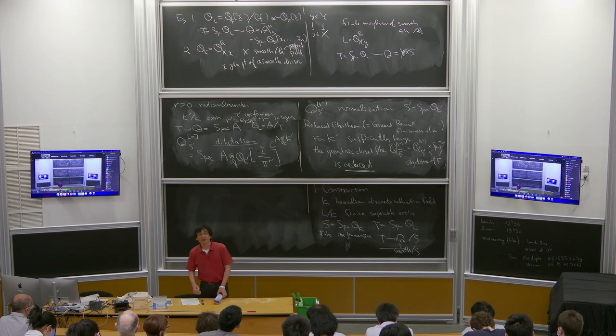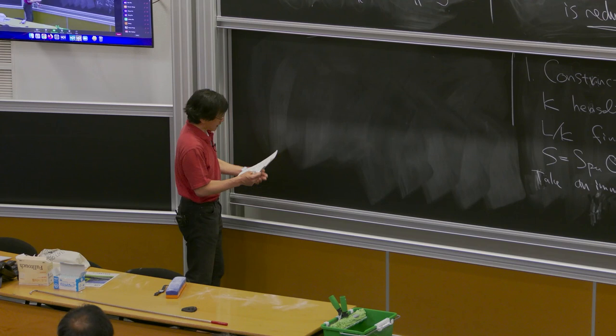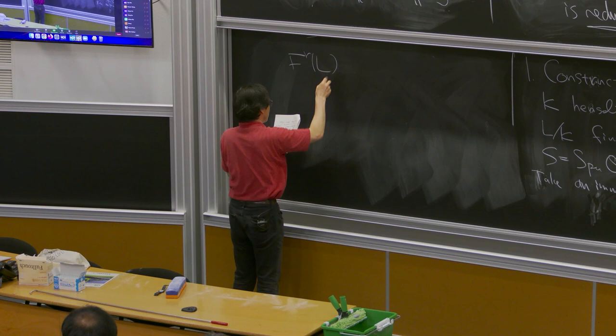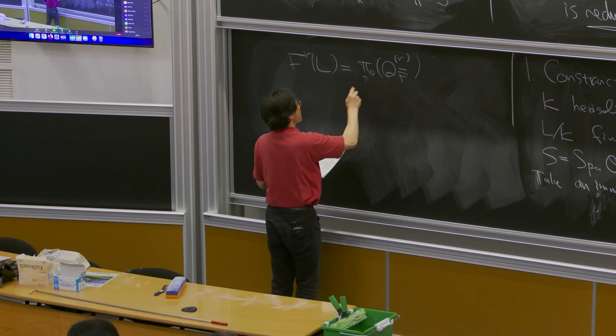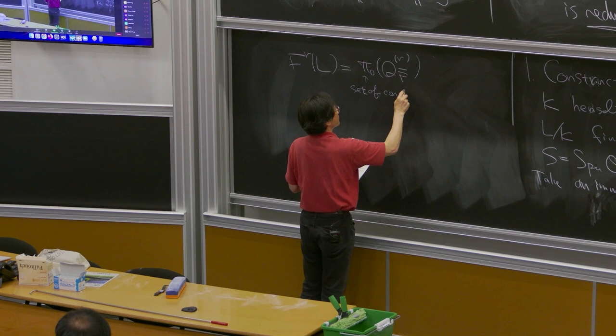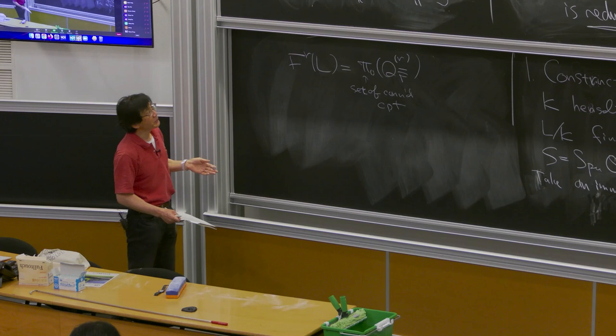Okay, now we have completed the geometric picture. So now, let's see what we get. I define this functor by taking the set of connected components. So this is the set of connected components. I said that this construction is independent of the K prime, but in fact this is also independent of Q.